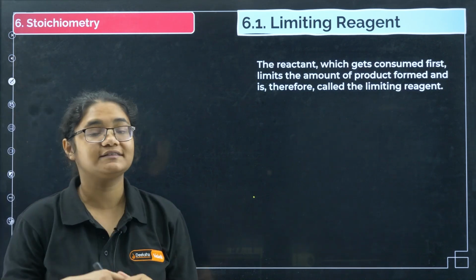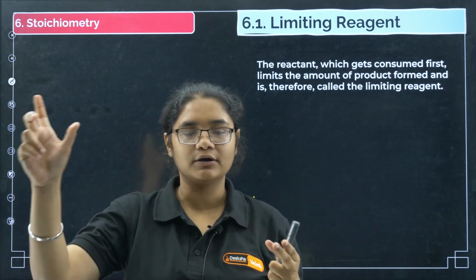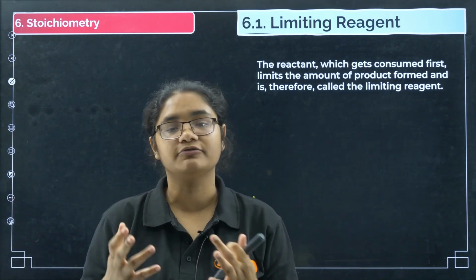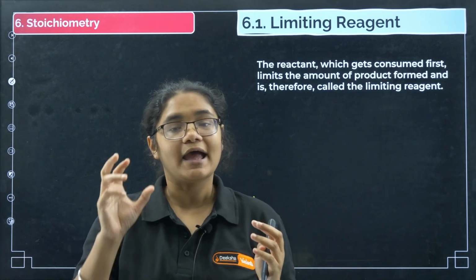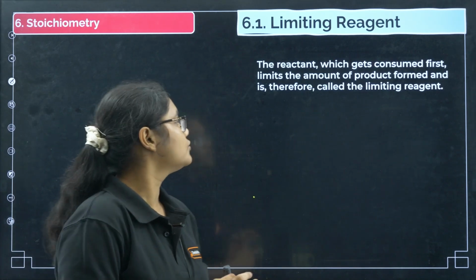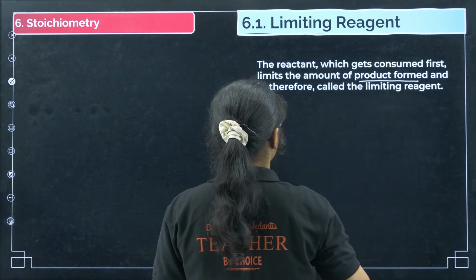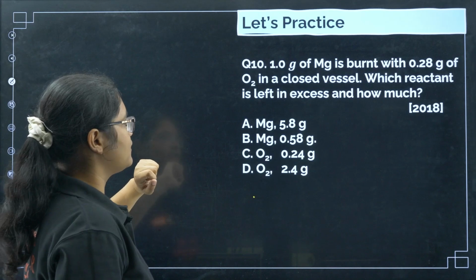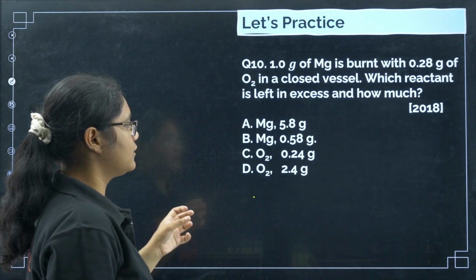Now what is something called limiting reagent? Suppose there are 2 reactants which are reacting to give products. The limiting reactant is that reactant which is consumed first in the reaction. It is present in less amount, it is consumed in the reaction, and this limiting reactant only determines the amount of product that will form. The reactant which gets consumed first and limits the amount of product formed is therefore called the limiting reagent. Here a question is there: 1 gram of magnesium is burnt with 0.28 gram of oxygen in a closed vessel.